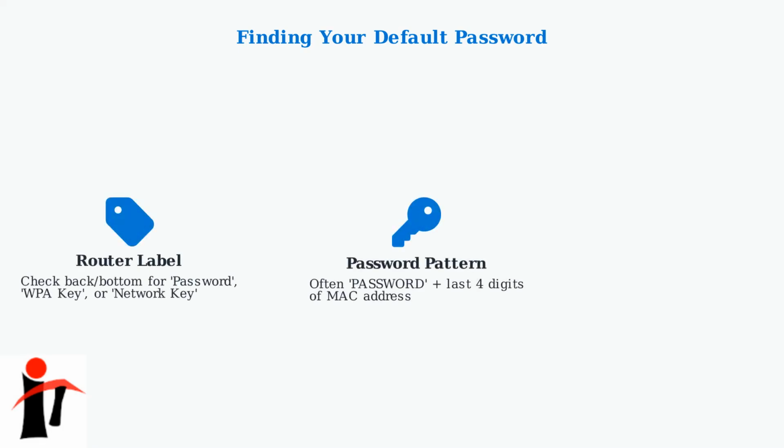After resetting your router, you'll need the default password to reconnect. There are several places to find this information. First, check the physical label on your router's back or bottom panel. Look for entries labeled Password, WPA key, or Network key. The password often follows a pattern like the word password plus the last 4 digits of the MAC address. You can also log in to your Comcast Business account portal online to find device-specific credentials or contact customer service with your account information for assistance.